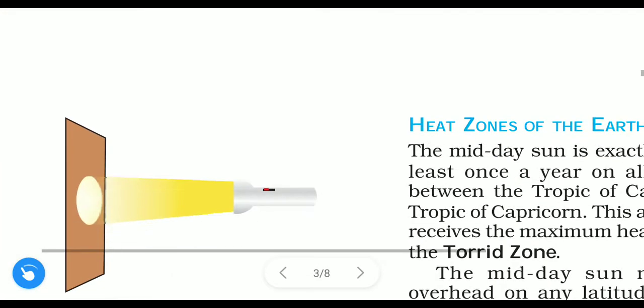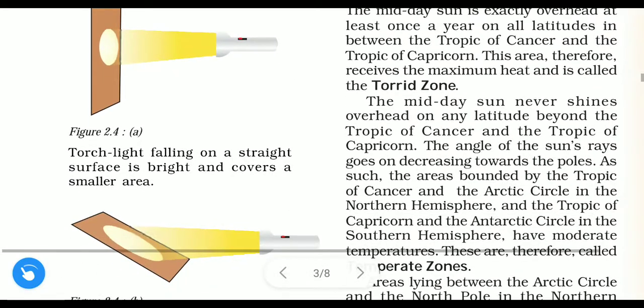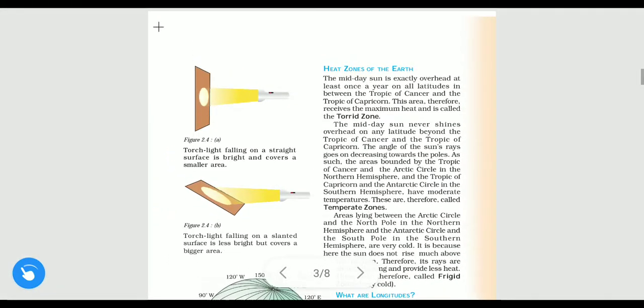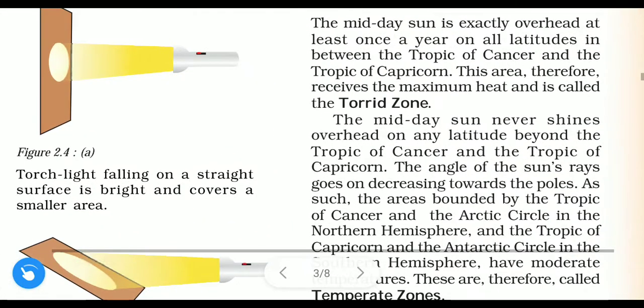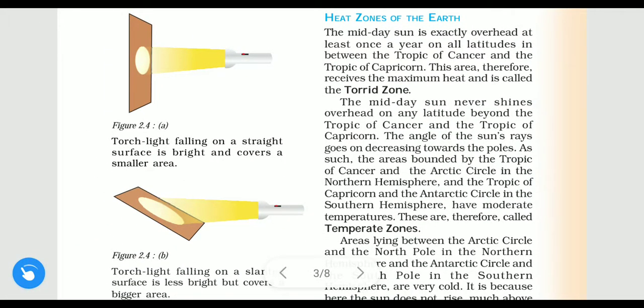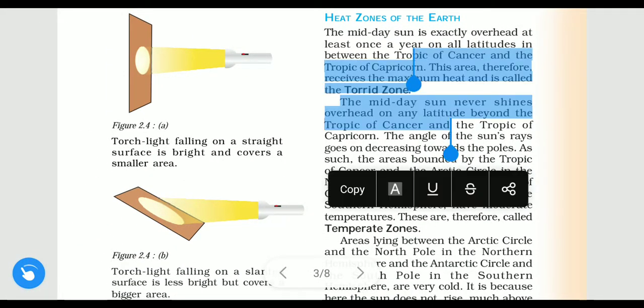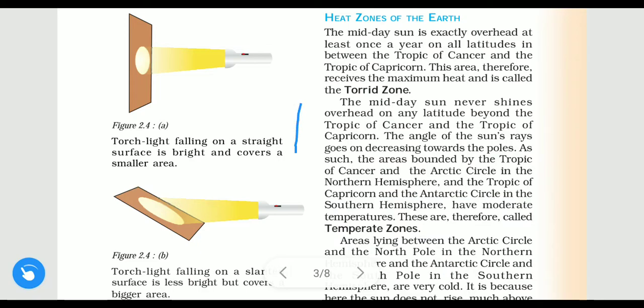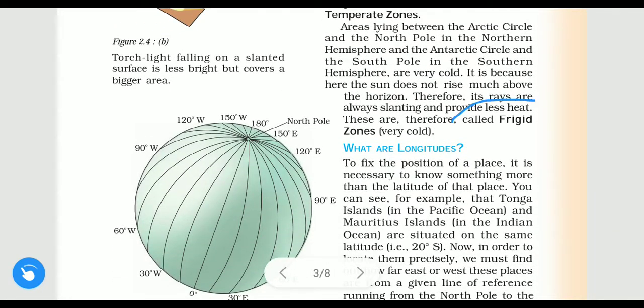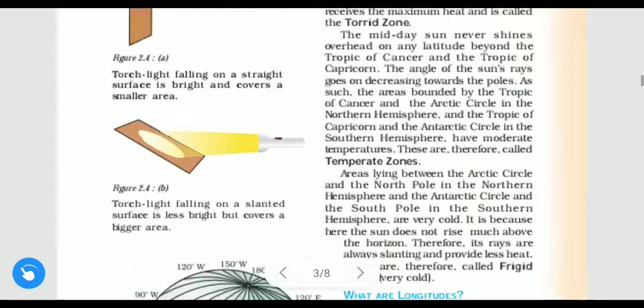Now let us discuss the next point: the three heat zones of the earth. These are very important from the exam point of view as well. Which are the three heat zones of the earth? The first one is the torrid zone. After that, the temperate zone, and the third one is the frigid zone. Let us discuss them one by one.